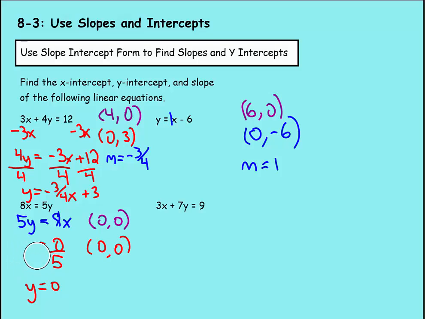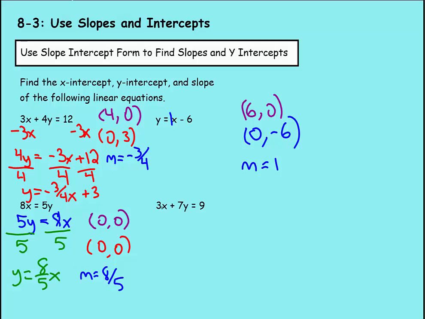Now let's find that slope. So we need to get y by itself to turn this into slope-intercept form. So we could divide both sides by 5. Therefore, y equals 8 over 5 x. And since the y-intercept is 0, we could say plus 0, but we don't really need that. That's why you don't see a y-intercept here. The slope then is being multiplied times x, and that's 8 over 5. So we'll say m equals 8 over 5.